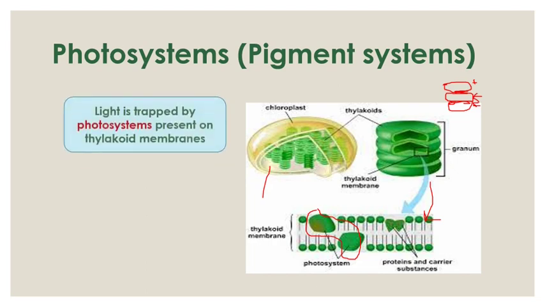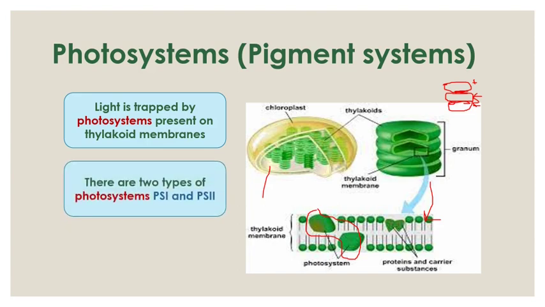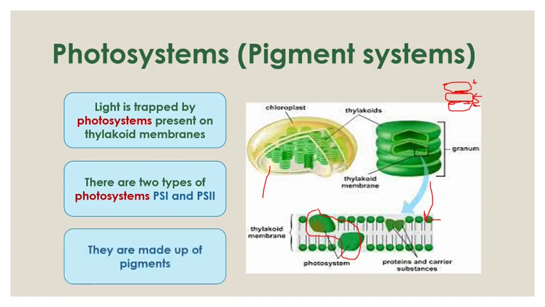I hope you understood about the thylakoid and the location of photosystems. Now what is the function of these photosystems? They trap the solar energy. Where are they present? On the thylakoid membrane. What are they made up of? They are made up of different types of photosynthetic pigments. And there are two types of photosystems, PS1 and PS2. Which pigments are present in them? All different kinds: chlorophylls A and B, carotenoids, xanthophylls.